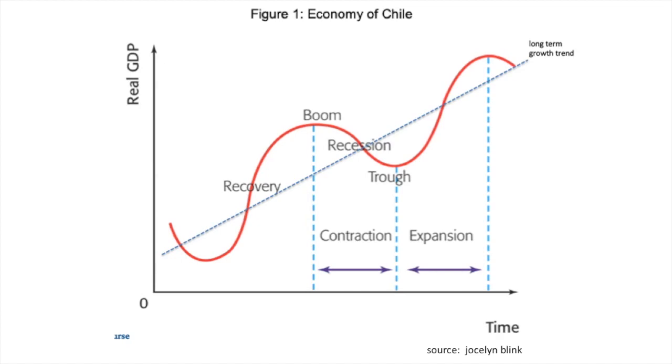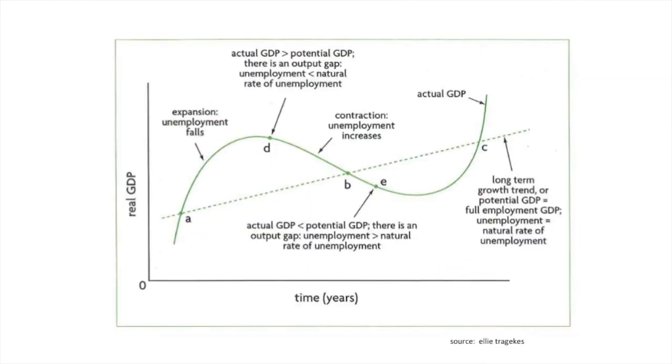All right, one last slide I think is really helpful for you to see before we close this up. And that's this one from Ellie Tregeges, who is an IB chief examiner, and she also wrote an excellent textbook. It looks a little bit different, but you still got time, you still got real GDP, right? And you have this same ebb and flow. This, of course, here is the long-term growth trend. She also puts it in here as potential GDP, right? And also this line represents full employment, where there's a natural rate of unemployment.